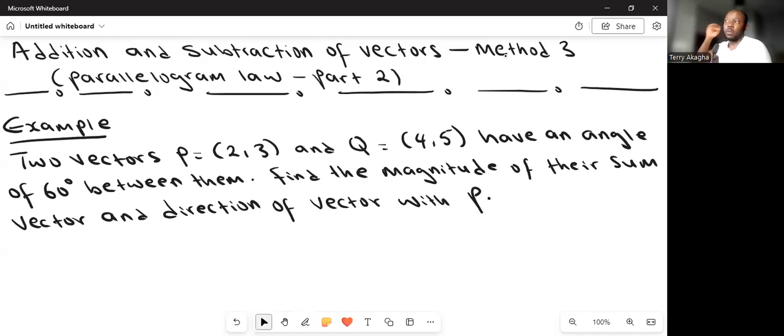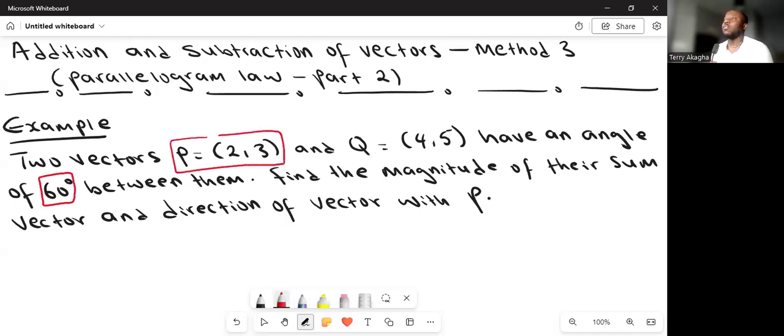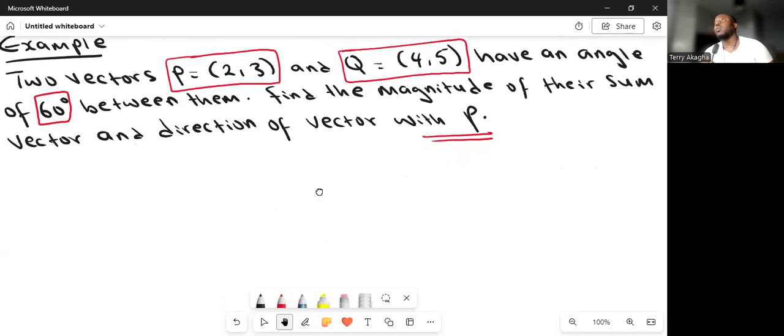The key thing to know in the question is that we have an angle of 60 degrees. This is the first vector, and this is the second vector. We're told to find the angle here, and the direction of the resultant with P. This is very important, so let us draw this graph. We're going to have P on this side, and Q on the other side.